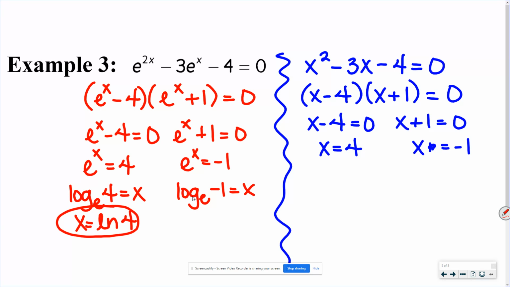And so now our job is to figure out e to what power is -1. That's actually not computable. So you're going to say no solution. Remember that logarithms have to have numbers larger than 0 to be able to compute them.